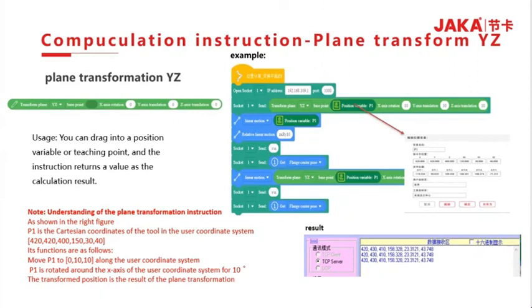Plane transformation YZ can be used to drag in position variable or teaching points. And the command returns value is the calculation result. In the example on the right, the socket connection is opened. The socket sends the plane transformation result. The robot moves linearly to the position P1. And then it moves in a relative linear motion under the user coordinate system.